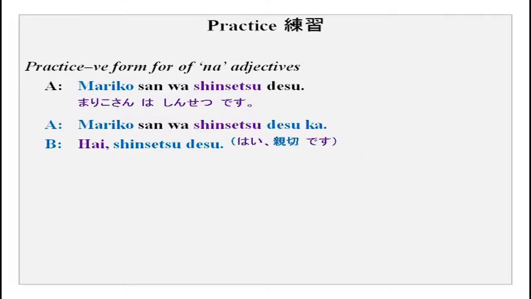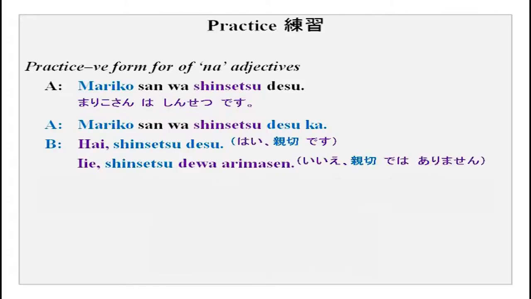Now, we did for I adjectives just now. So, let us also do for na adjectives. Practice negative form of na adjectives. So, well, positive is Mariko-san wa shinsetsu desu. And then, Mariko-san wa shinsetsu desu ka? Hai, shinsetsu desu. Simple answer in the positive. If Mariko-san is not shinsetsu, then what? Iie, shinsetsu de wa arimasen.